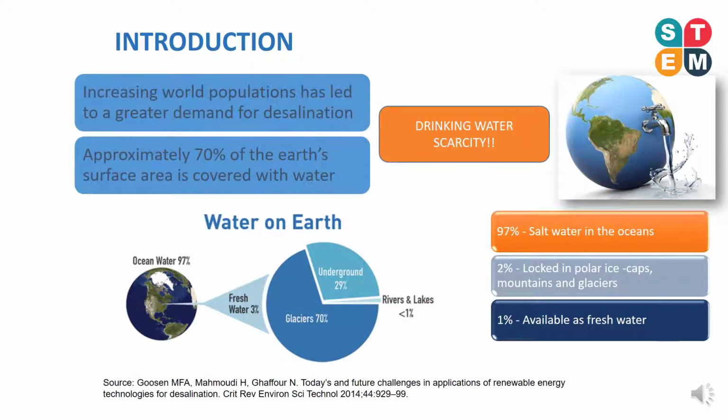Moving on to the next slide, that is the introduction. As we all know, water is the most essential part of life, and the current world is facing the greatest challenge of drinking water shortage. As we can see from this figure, out of the total water available on earth, only 1% is available as fresh water. The remaining 97% is salt water and 2% is locked as ice. So considering the increasing world population and this 1% figure, it is very obvious that there is a drinking water scarcity.